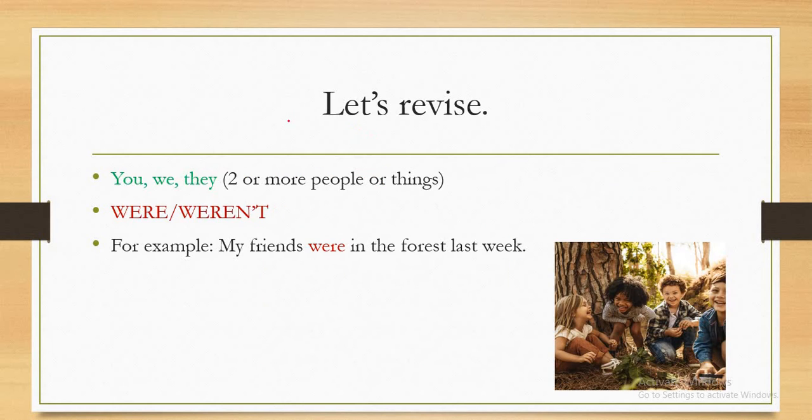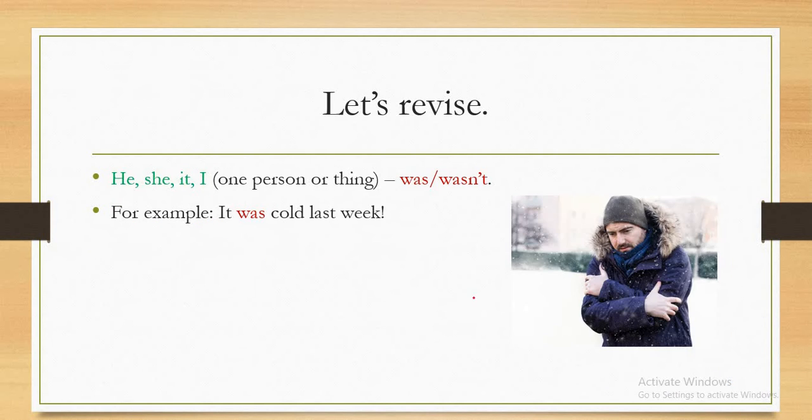Let's look at some more revision. You, we, they means two or more people or things. Weren't or were. Were or weren't. For example, my friends were in the forest last week. He, she, it, I, one person or thing. Okay, everyone, don't forget we use he, she, it, or I. One person or thing. Was or wasn't. For example, it was cold last week.